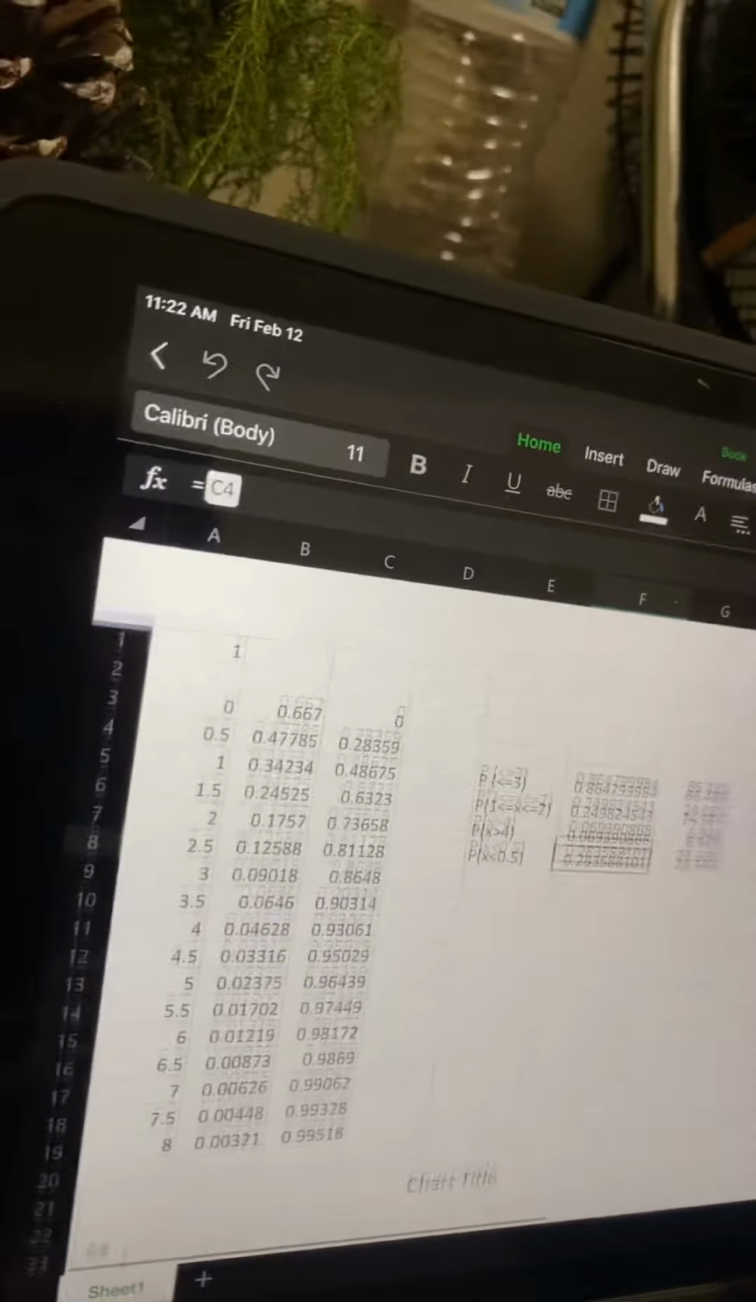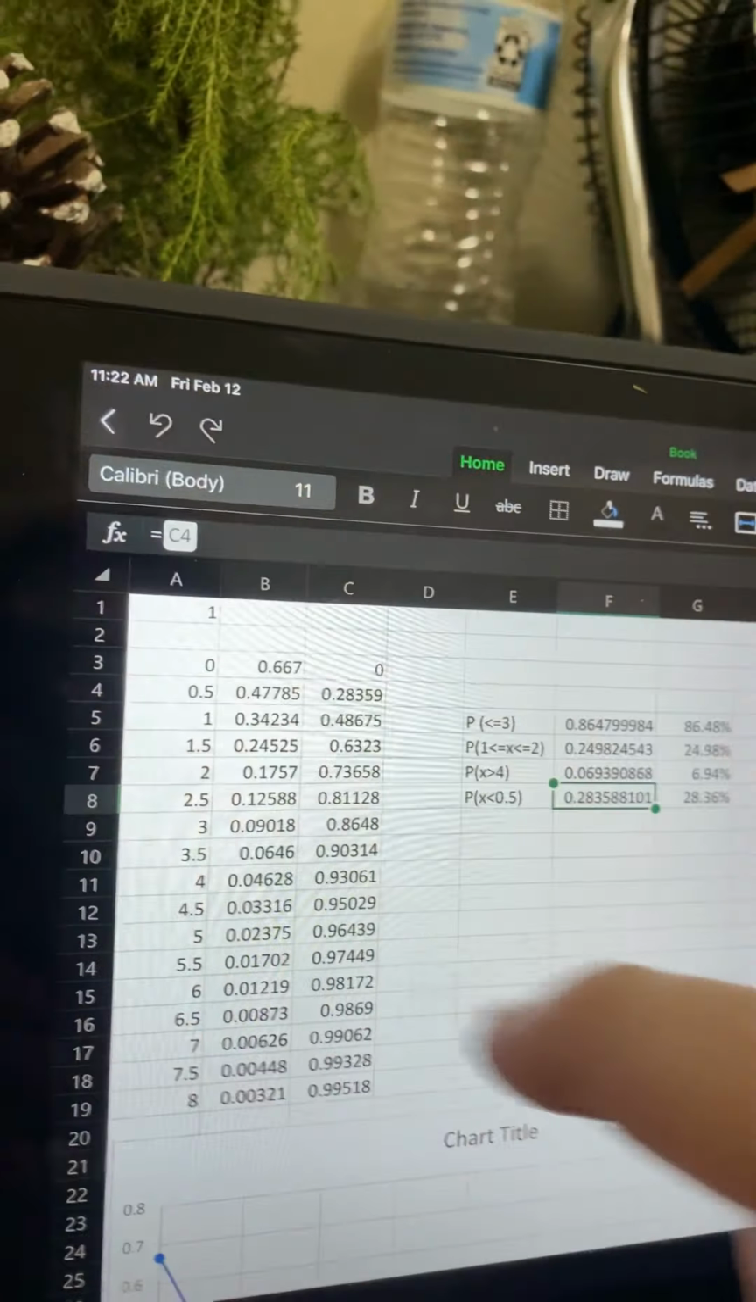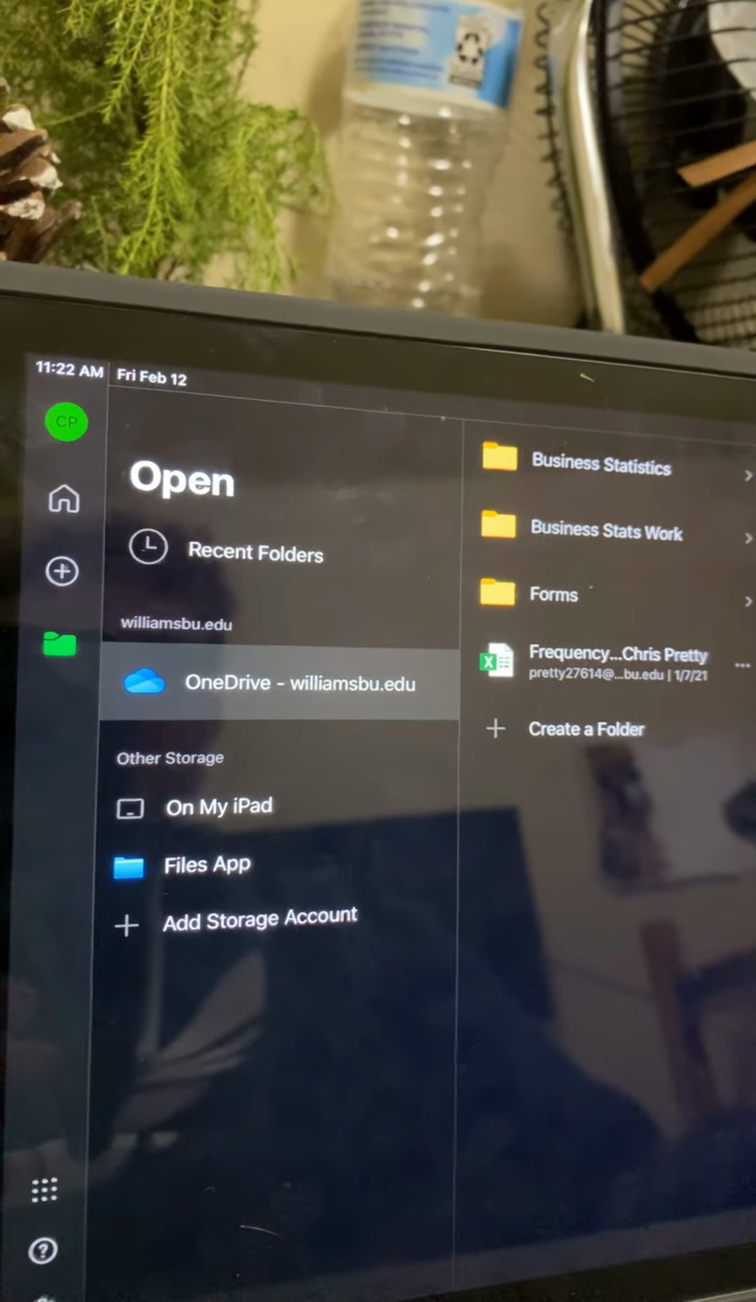Once again, here's my chart. It's all my work. This class is going to give me an aneurysm.